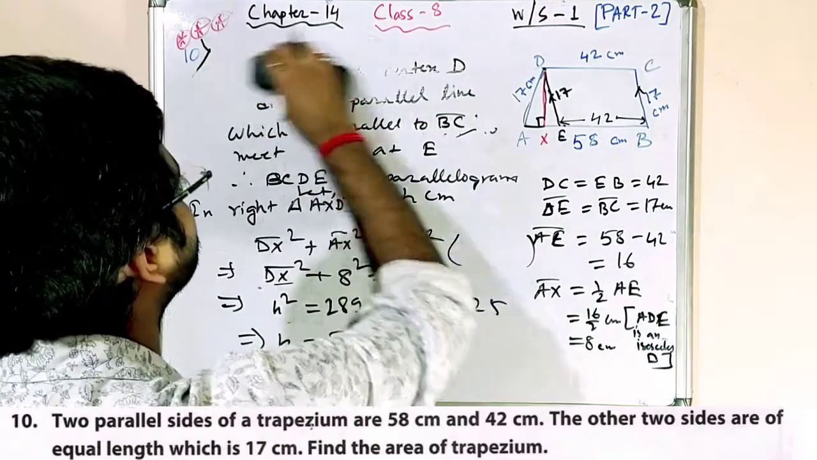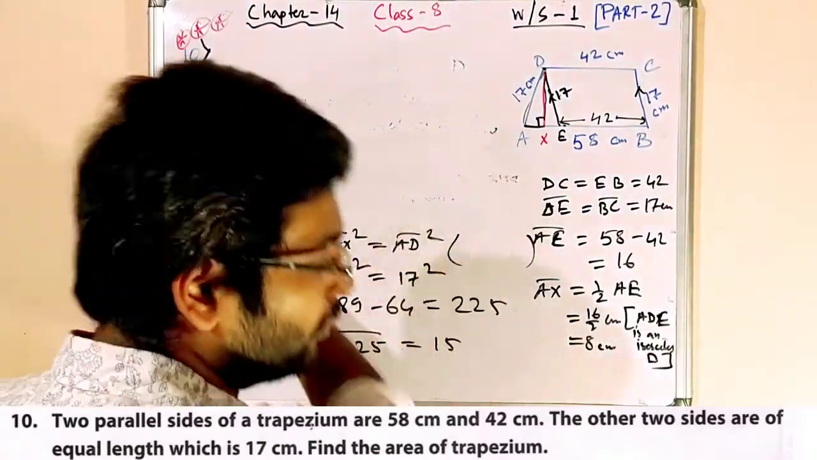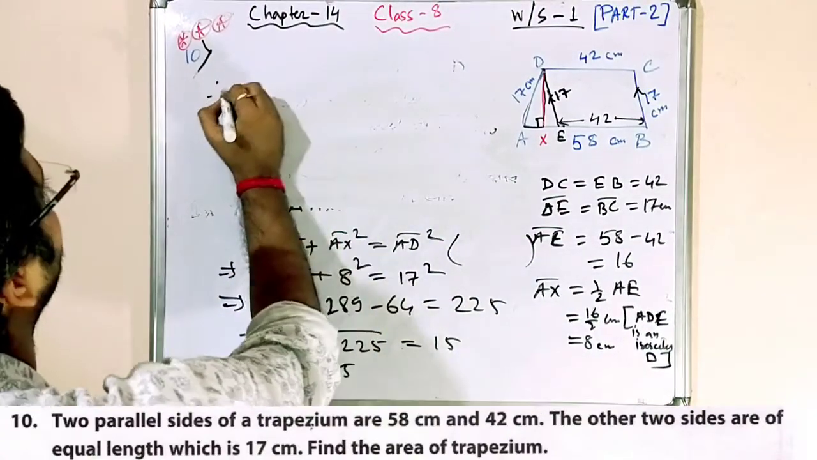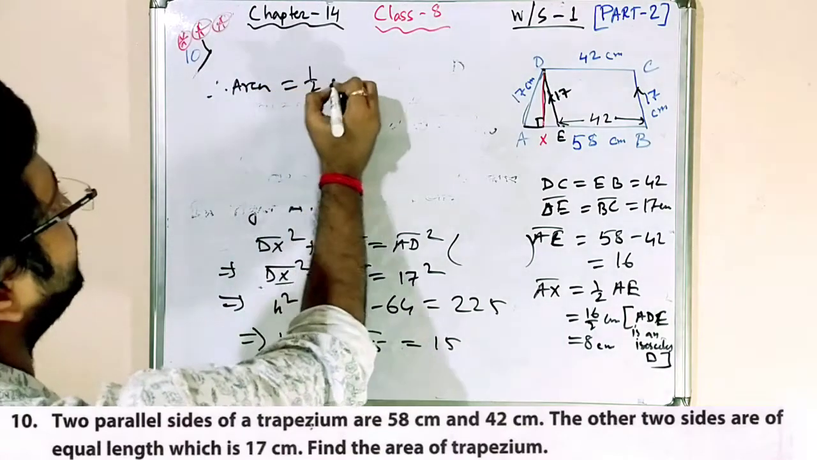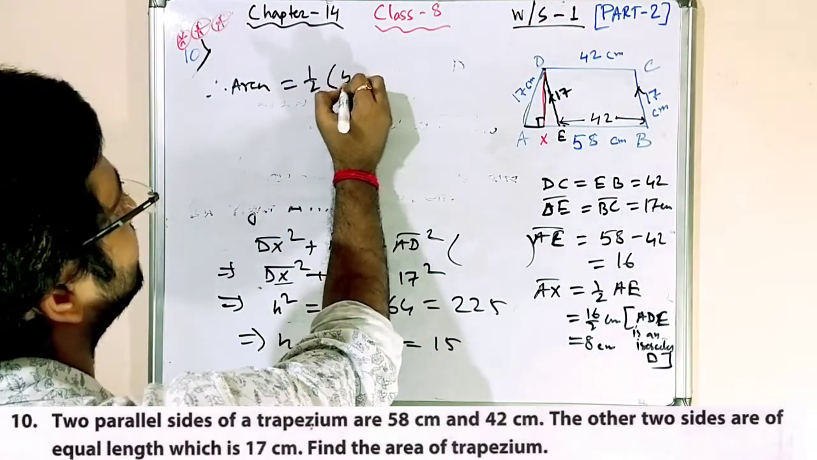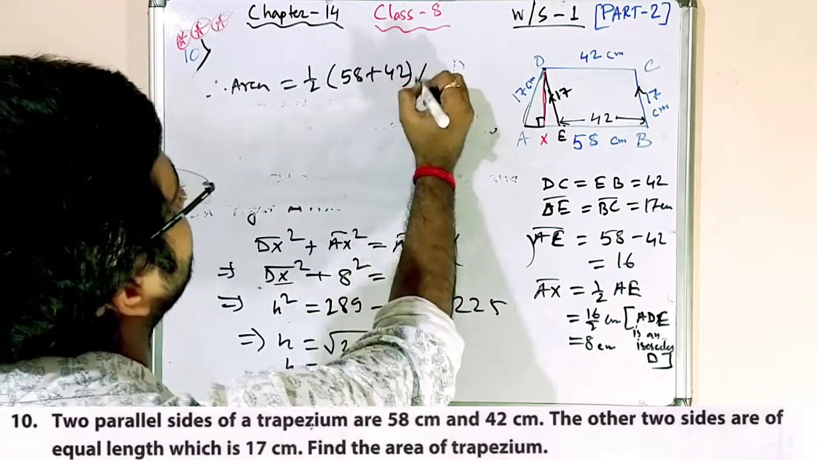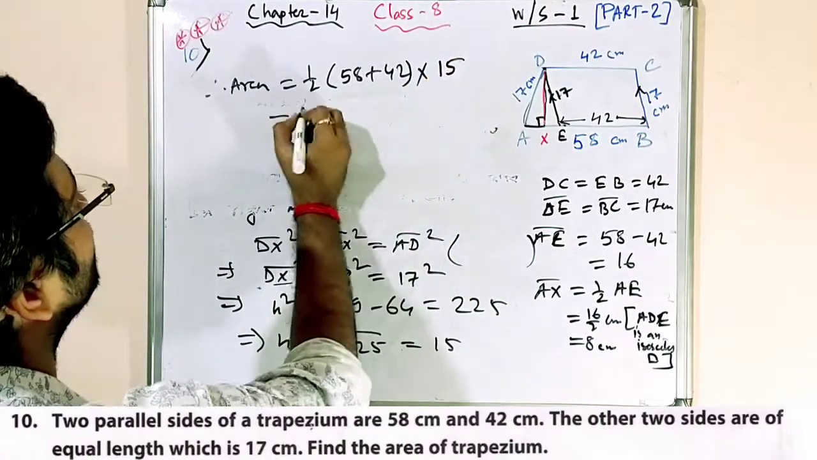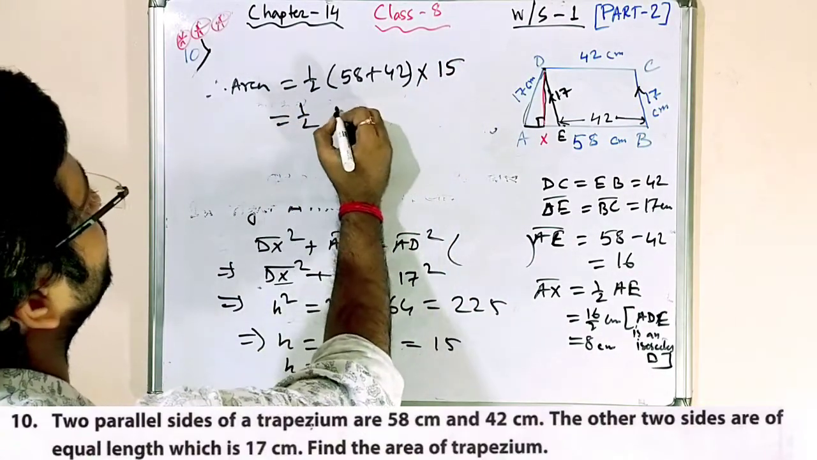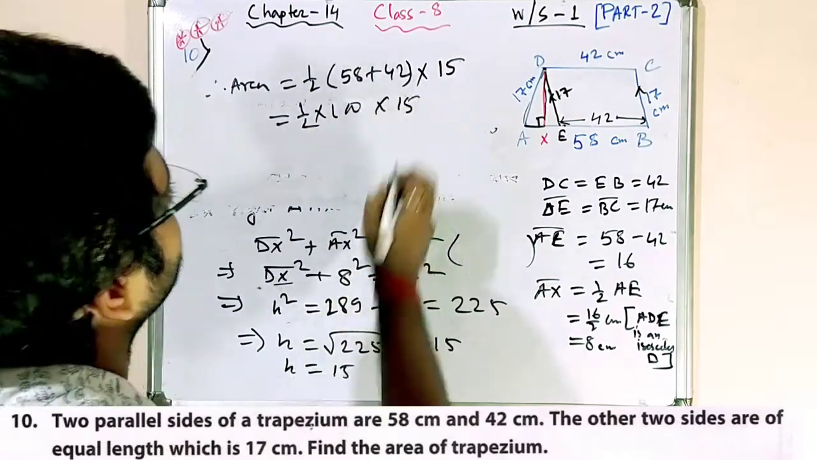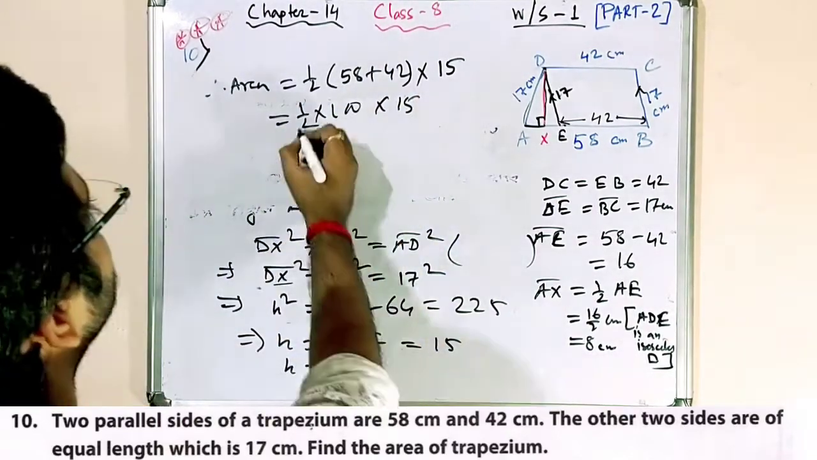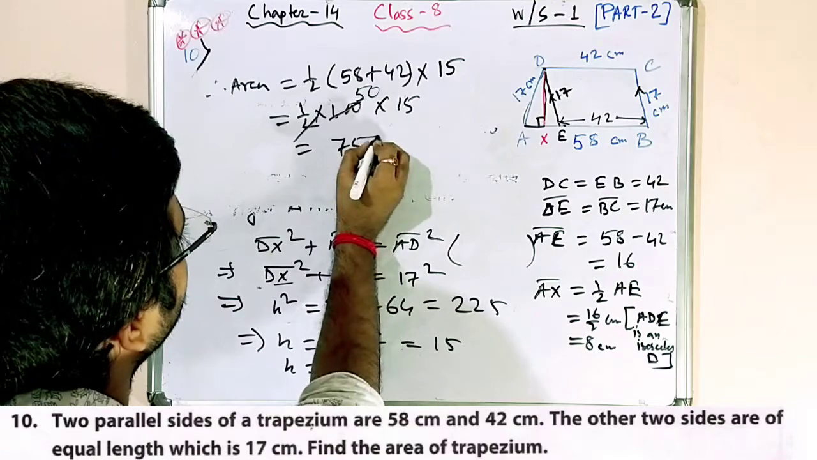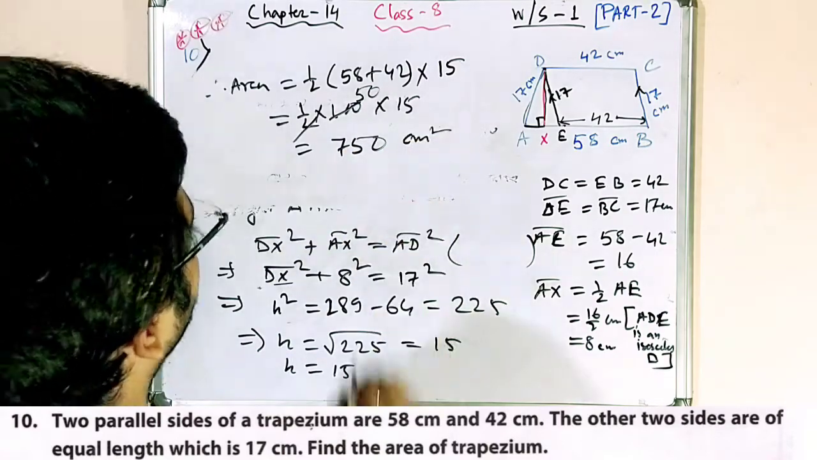Now what do I have to find, tell me. For question number 10, I have to find the area of a trapezium. Therefore area is half into the sum of the parallel sides into the height. So half into 58 plus 42 into h, which is 15. If you add them you get 100 into 15, so half of 100 is 50, and 50 times 15 is 750. So this is 750 centimeter square.